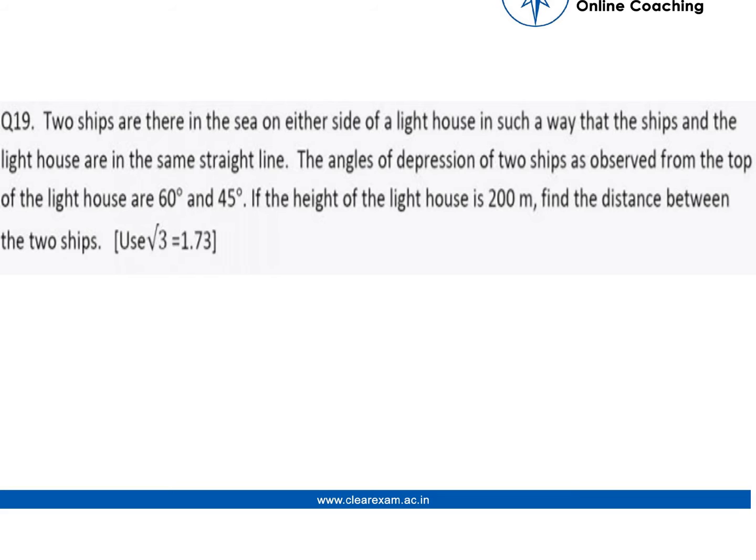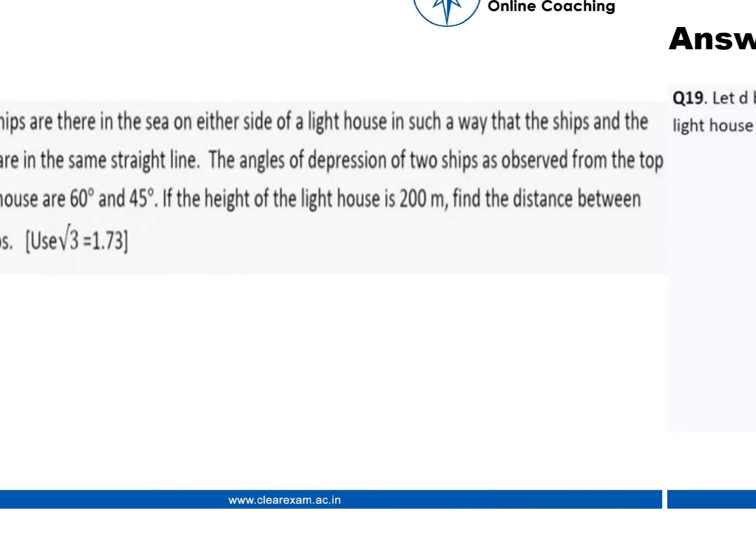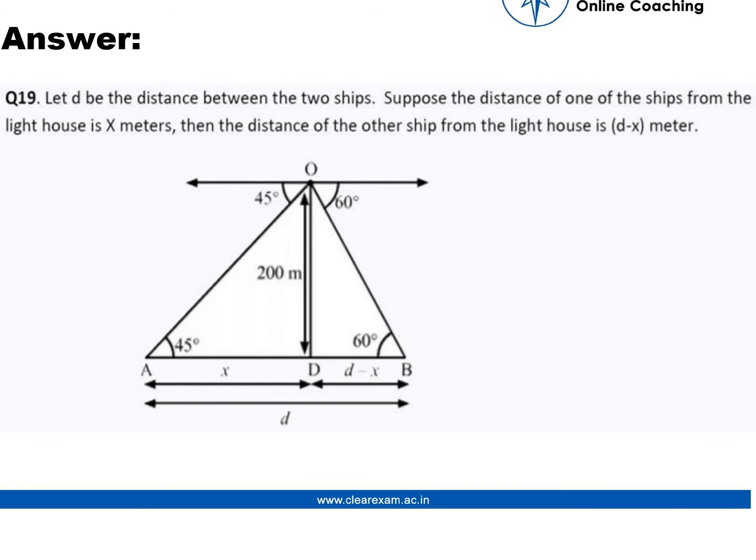Now moving towards the solution, we get this figure. 45° and 60° are the angles of depression, and let d be the distance between the two ships, which we have to find. Suppose the distance of one ship from the lighthouse is x meters.